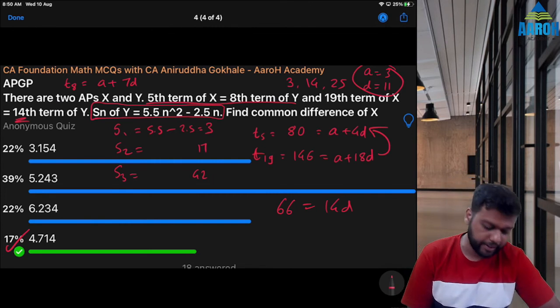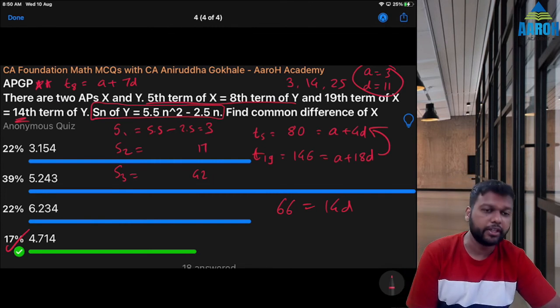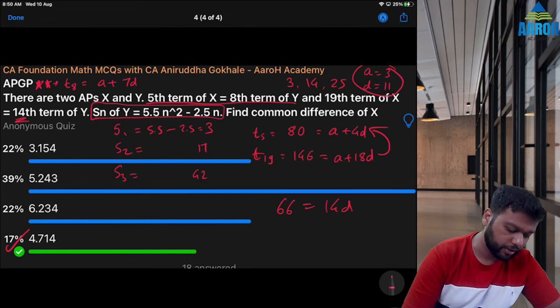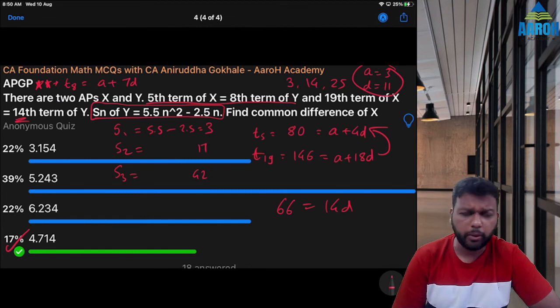This was a bit lengthy question. I hope you have understood it. Fewer people have got the correct answer. So I hope it is clear.